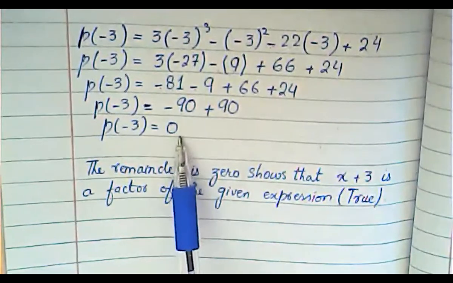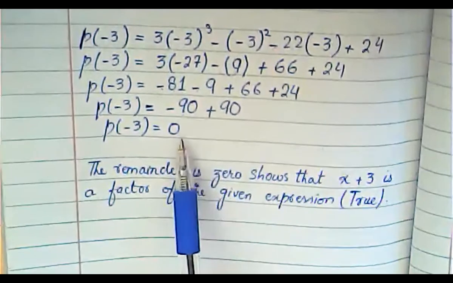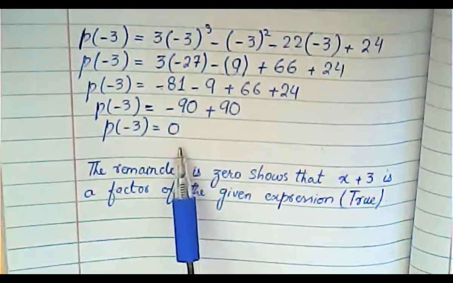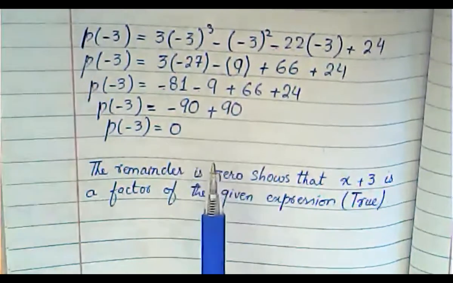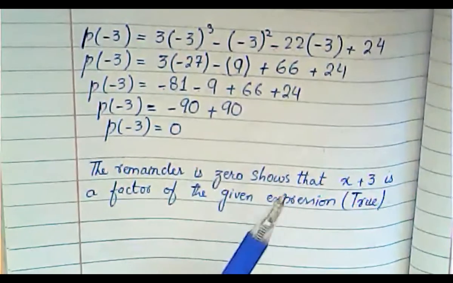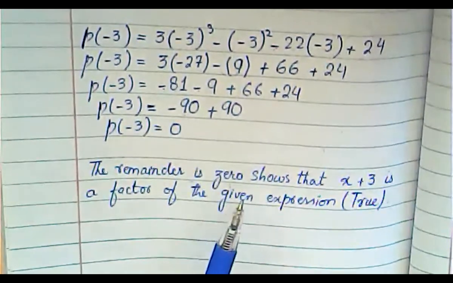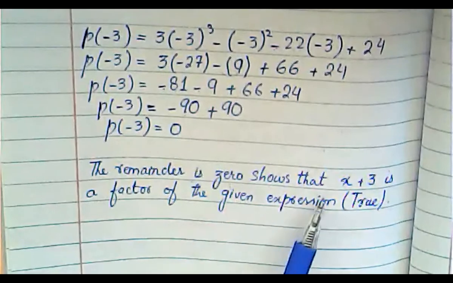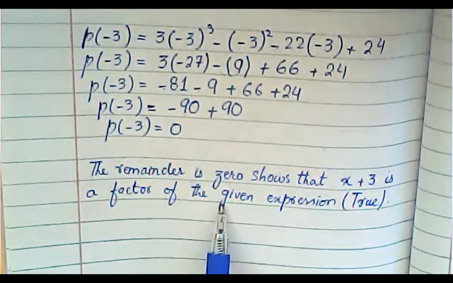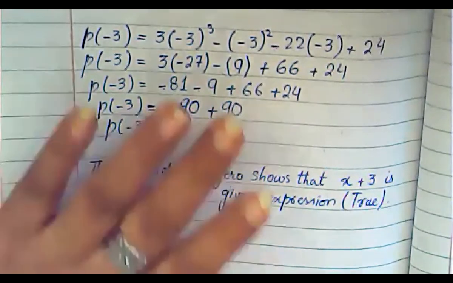अगर आपके पास यहाँ पर कोई रिमाइंडर आए except 0, so you will say that the given term is not the factor of the expression. Okay, if remainder is not 0, so obviously x plus 3 will not be the factor of given expression. That's it, right? Now move on to the last question.